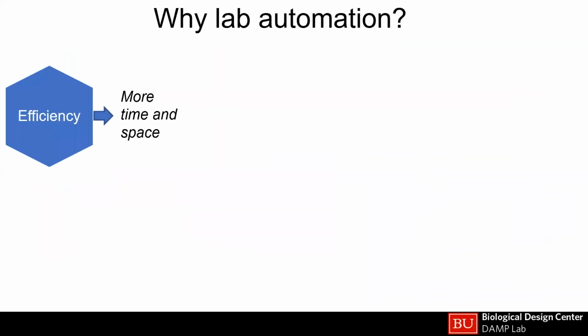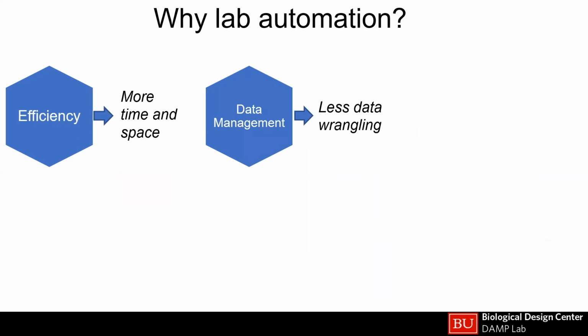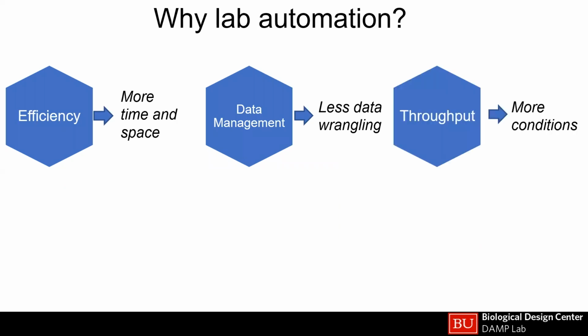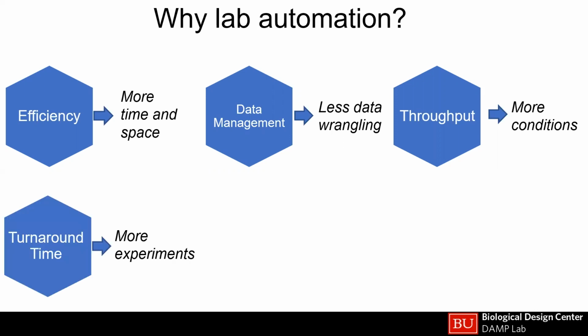A little bit on why lab automation. There are so many reasons why, and then, of course, many considerations for whether to automate. But here are some benefits that I thought of. Efficiency: you have more time and space with what you're given. Data management: less time spent wrangling data or sifting through it. Throughput: more conditions per experiment or more COVID tests. Turnaround time: more experiments, more questions that you can ask, and the sample-to-data time is quicker.